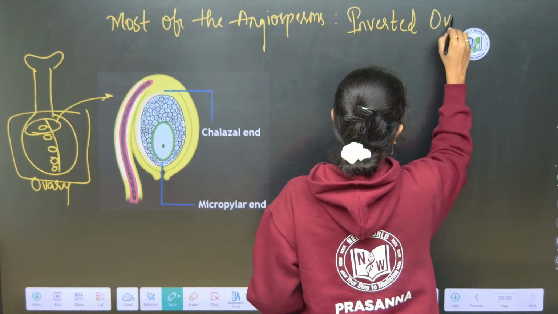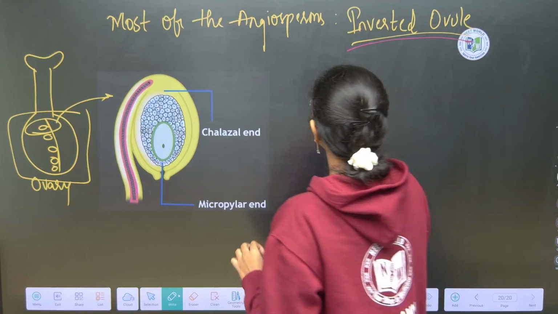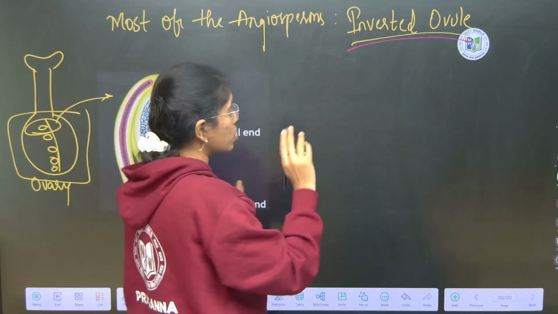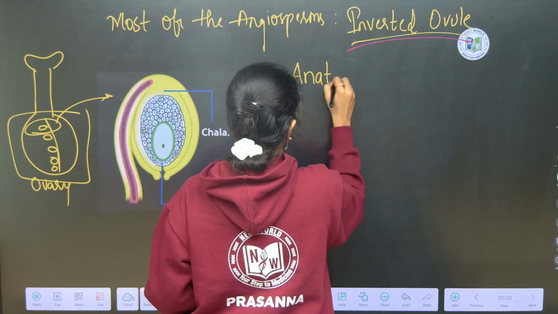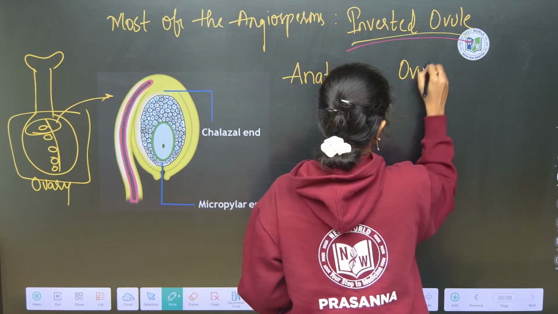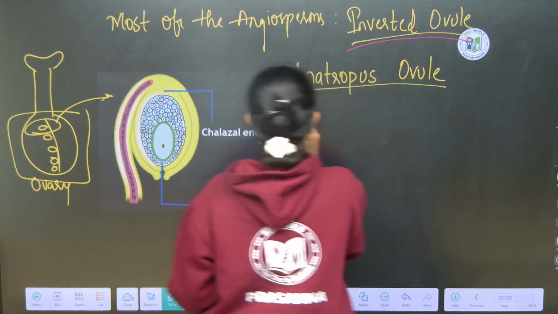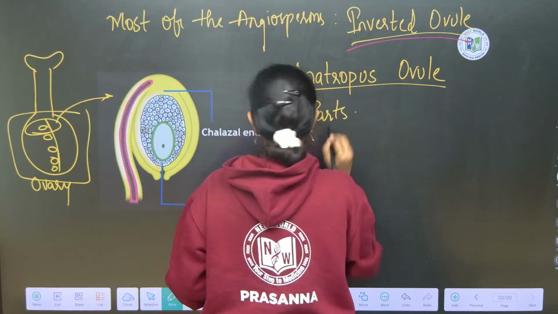Inverted ovule. So here you can see an inverted ovule, and now we will see the parts of the ovule. This inverted ovule is known as an anatropous ovule. Anatropous ovule. Fine. Parts of the anatropous ovule, which you observe.